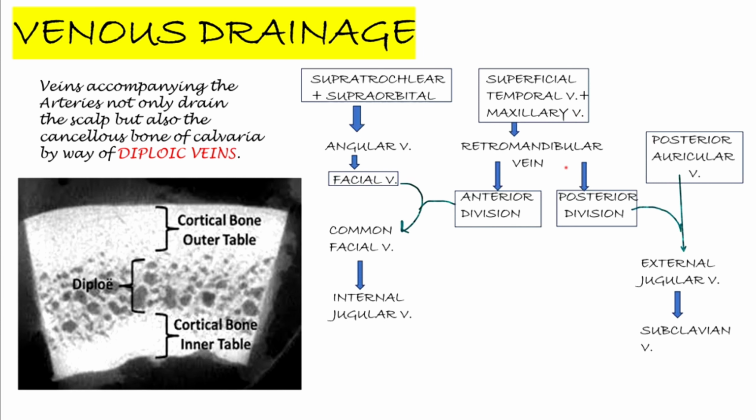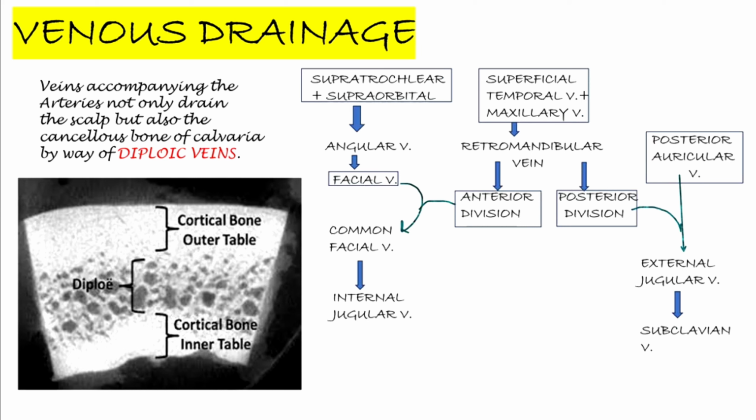The retromandibular vein has two divisions, the anterior division and the posterior division. The anterior division of the retromandibular vein joins the facial vein to form the common facial vein. The common facial vein ultimately drains into the internal jugular vein. The posterior division of the retromandibular vein joins with the posterior auricular vein and drains into the external jugular vein. The external jugular vein finally drains into the subclavian vein.